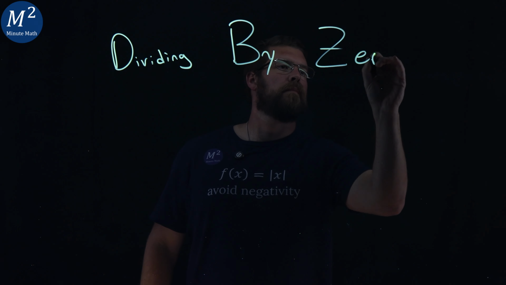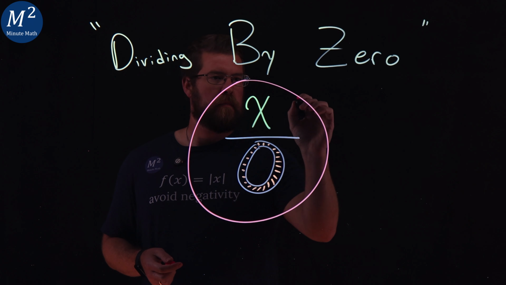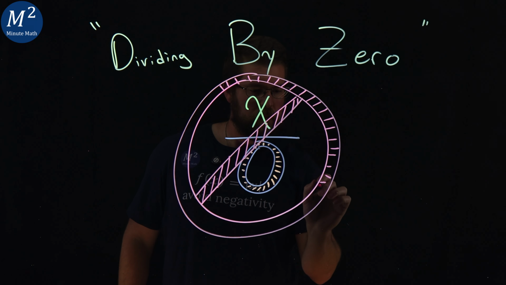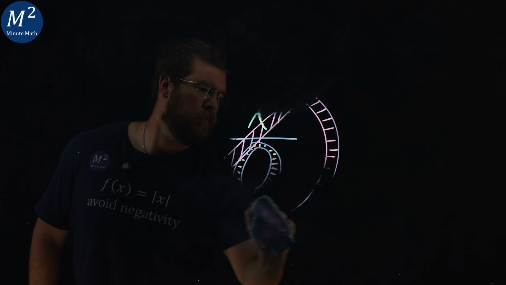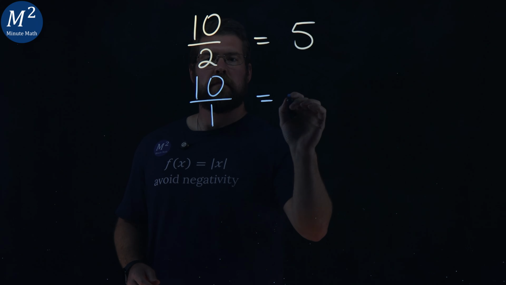Ever tried dividing by zero on your calculator and got an error? Let's find out why math just can't handle it. Let's start simple. 10 divided by 2 gives us 5.